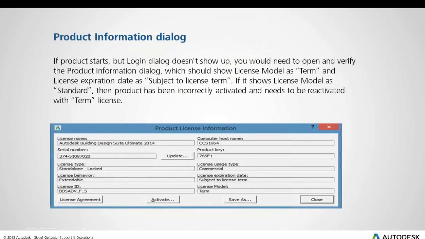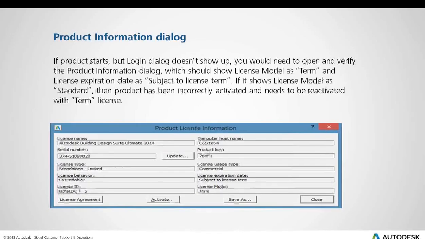This is how you can tell if you're using a desktop subscription. If you bring up the product information dialog screen, so in the product, there's a little down arrow next to the question mark up at the top right of the product window. Click on that and go to About, the product name, and click on the product information button on the window that pops up. This is what you'll see.